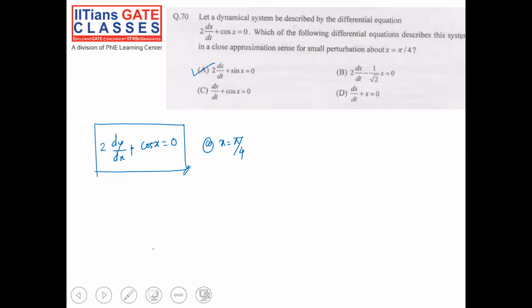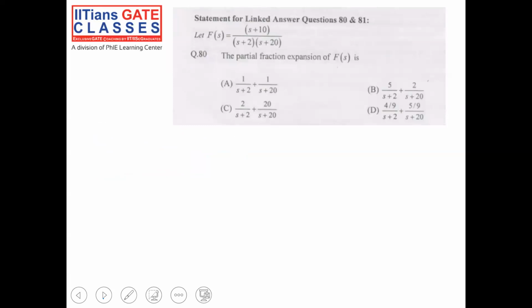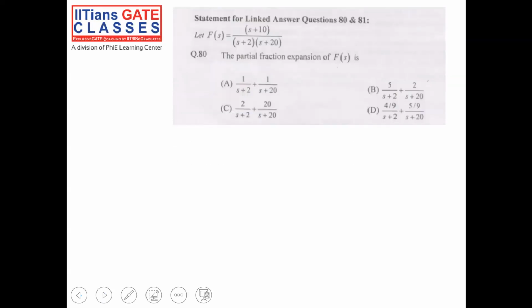Okay, coming towards the next question. It is a linked question in which they are asking us the partial fractions of F of s. The F of s is given here. So let's try to solve it.